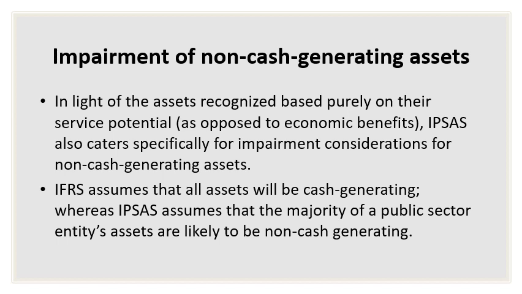Impairment of non-cash generating assets. In light of the assets recognized based purely on their service potential as opposed to economic benefits, IPSAS also caters specifically for impairment considerations for non-cash generating assets. IFRS assumes that all assets will be cash generating, whereas IPSAS assumes that the majority of a public sector entity's assets are likely to be non-cash generating.